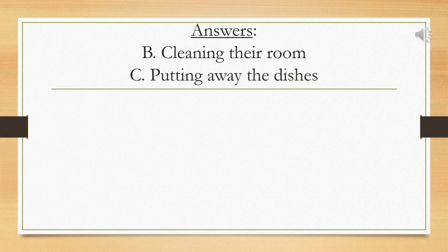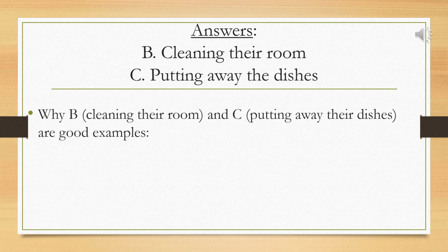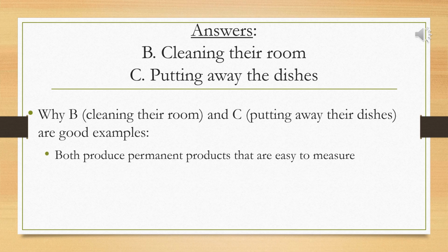The correct answers are B, cleaning your room, and C, putting away the dishes. The following are reasons why B and C are good examples of behaviors that could be measured using permanent product recording. Both permanent products are easy to measure.